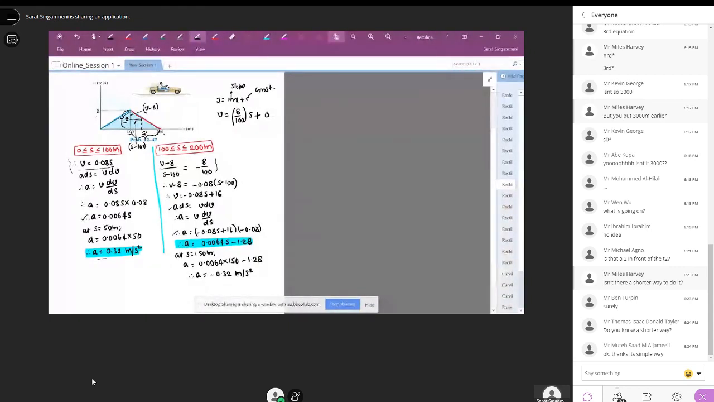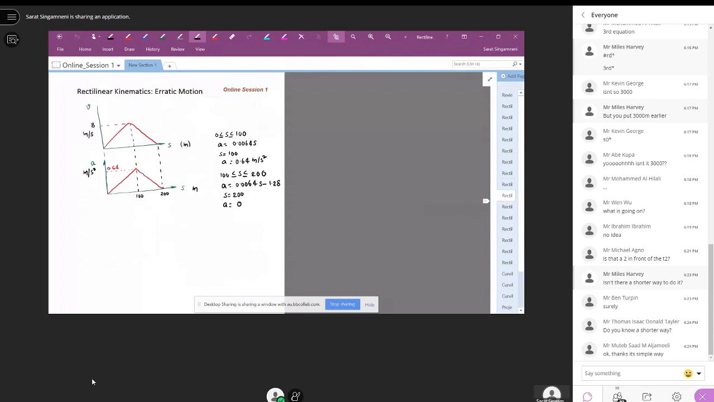Any question in this problem? Do you want me to explain anything further? If you have any question, you can type it in the chat area. If you don't have, then I will move on. Okay, I am moving on.